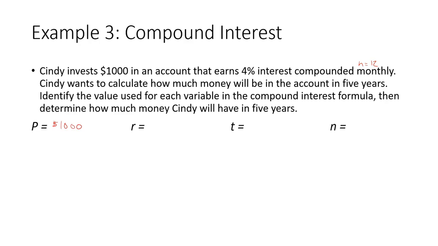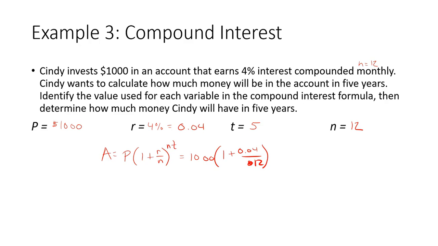The interest rate is 4%, but remember to write it as a decimal, so 0.04. The amount of time is going to be 5 years. And N, because it's compounded monthly, like we said before, is equal to 12. So to calculate the future value, A equals P times 1 plus R over N raised to the power of N times T. That's 1,000 times 1 plus 0.04 divided by 12 raised to the power of 12 times 5.